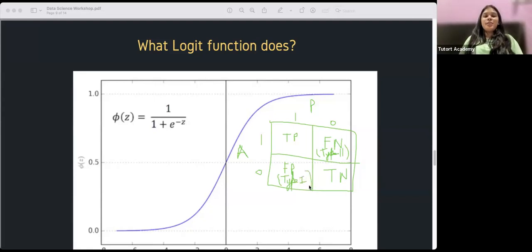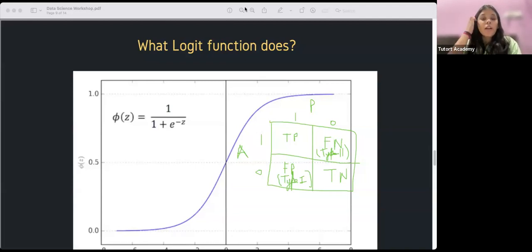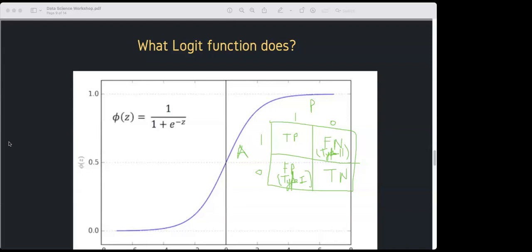Now I have a question for you. For the use case that we have, where we are trying to predict whether a person will have diabetes or not, which error, type 1 or type 2, is more dangerous for us? Which is the error that you will try to reduce the most? Type 1 or type 2?